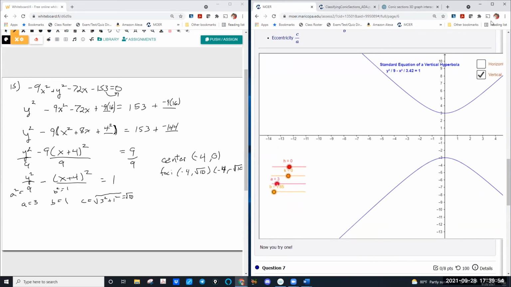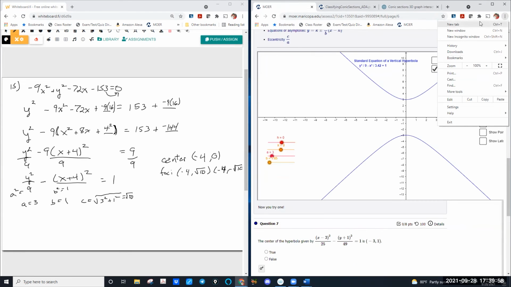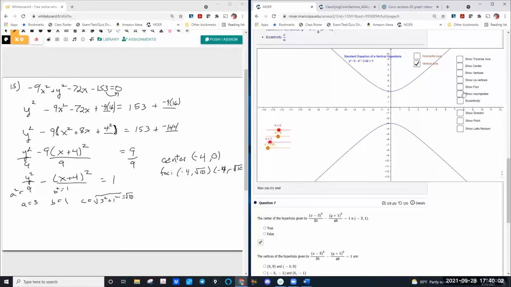Actually, let me do this. If I bring this down a little, we'll be able to get it all on here. There we go. All right, so I can add the foci. We just found those two foci. Well, let's get this matching up. We have y squared over 9. So h is -4. So we're shifting over there.